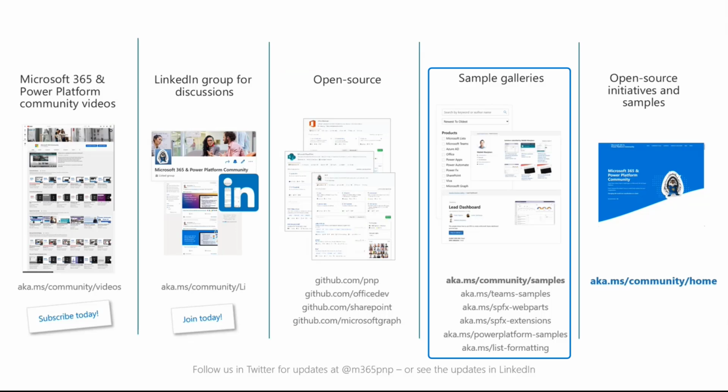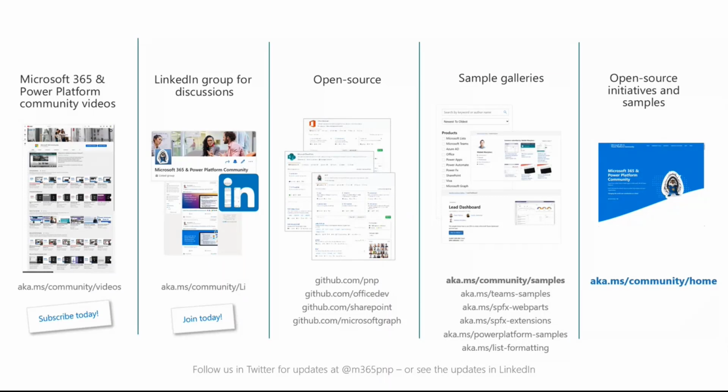Community samples will take you to all the roll up of them, where you're going to be able to see some very cool profiles of the actual contributors, and we'll see more of that in upcoming calls. And then you'll be connected to all those teams, SPFx, Power Platform, list formatting samples, all the samples that are available. Now you're like thinking, man, that's a lot of URLs for me to memorize. No worries, only one, aka.ms/community/home will take you to all these resources in your one-stop shop. So definitely get involved there and take advantage of all those resources.